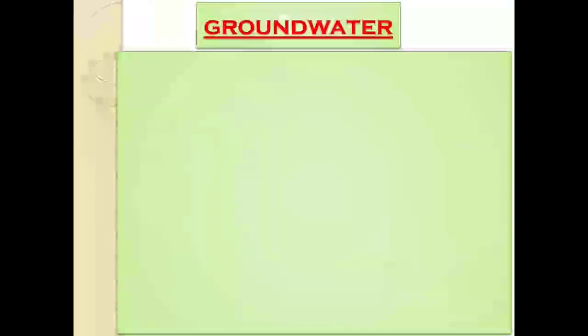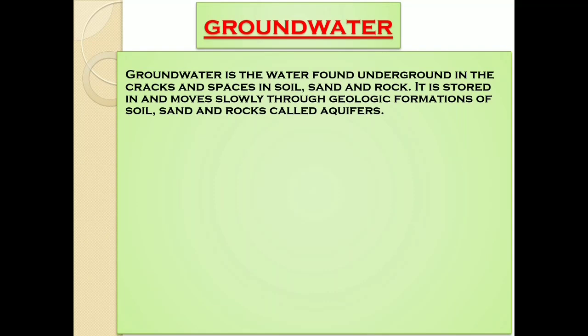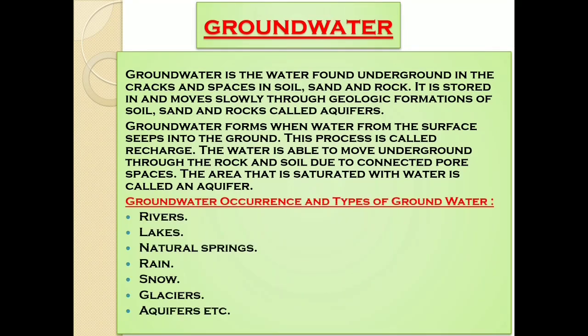What is groundwater? Groundwater is the water found underground in the cracks and spaces in soil, sand and rock. It is stored in and moves slowly through geologic formations of soil, sand and rocks called aquifers. Groundwater forms when water from the surface seeps into the ground. This process is called recharge. The water is able to move underground through the rock and soil due to connected pore spaces. The area that is saturated with water is called an aquifer.